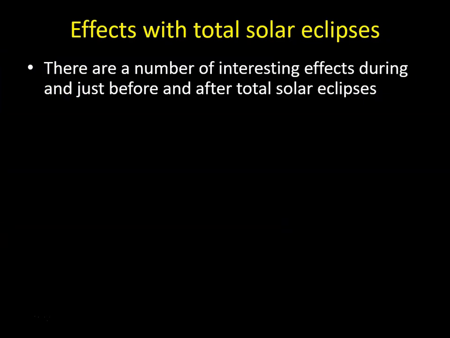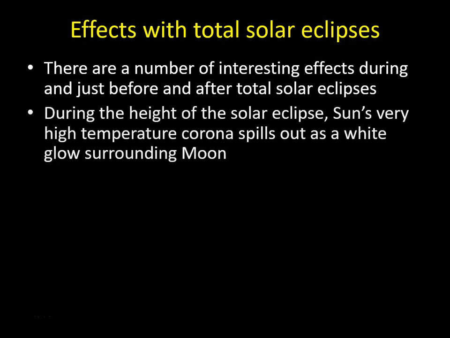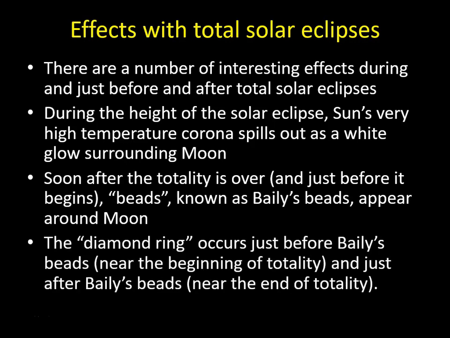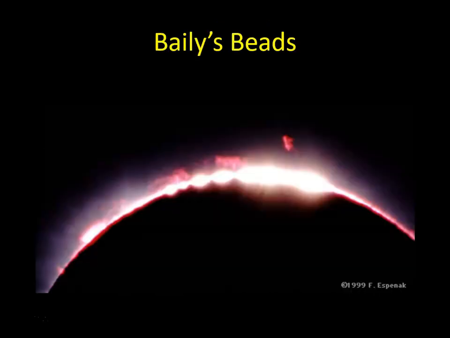Now, what about those Bailey's beads and other kind of cool effects? So we already talked about the very high temperature solar corona, and there's the Bailey's beads effect, and there's also something called the diamond ring effect, which occurs just before the Bailey's beads, if you're getting close to the time of totality, and just after Bailey's beads, near the end of totality. So here's a picture of Bailey's beads, and notice that this is a good enough picture that you can even see some solar effects from the solar surface, like a solar prominence type of effect right there.